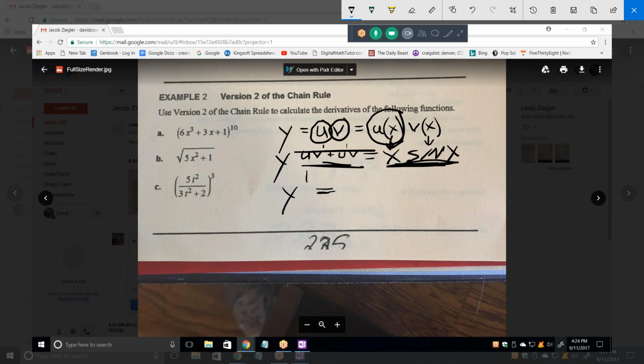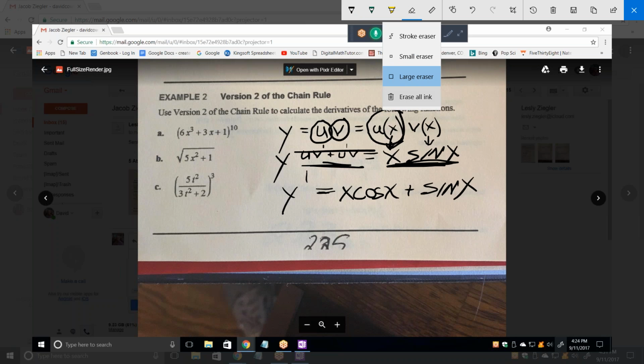So what's the derivative based on this rule? The first one would be x cosine x, okay. And then plus just sine of x. Good. 1 times sine of x. That's how the product rule works. Okay, let me give you another one.